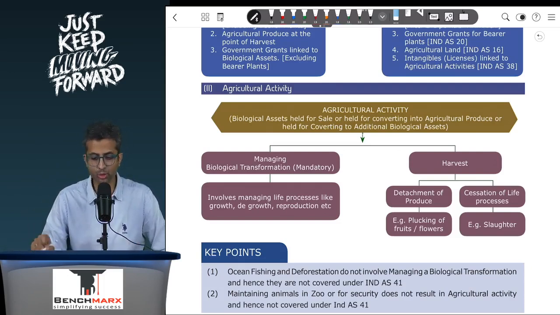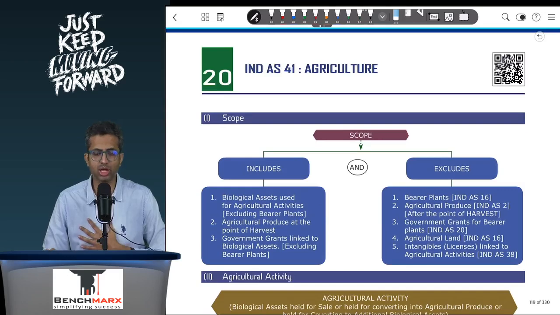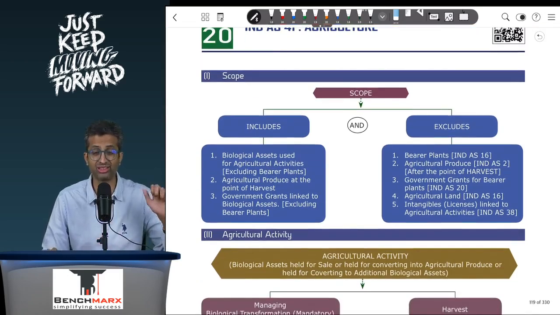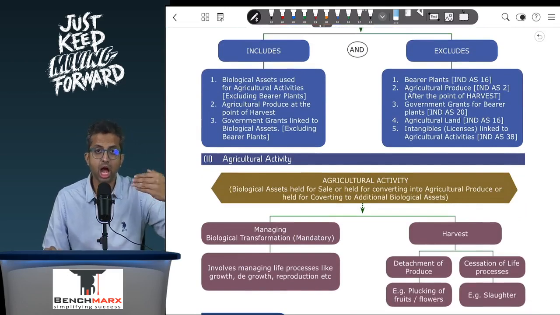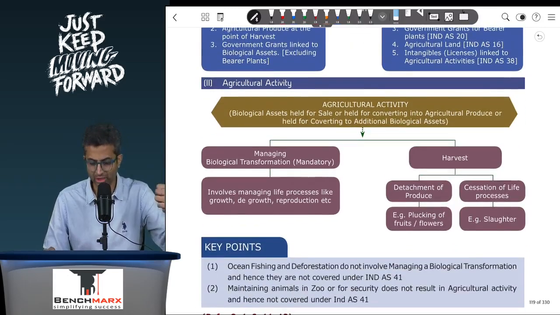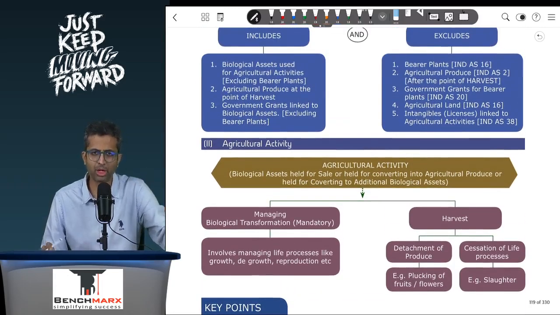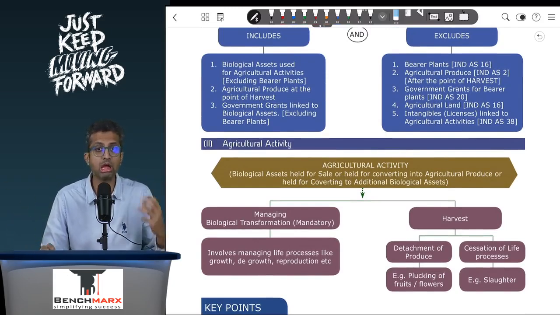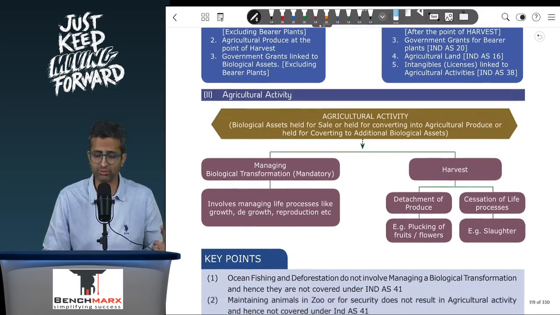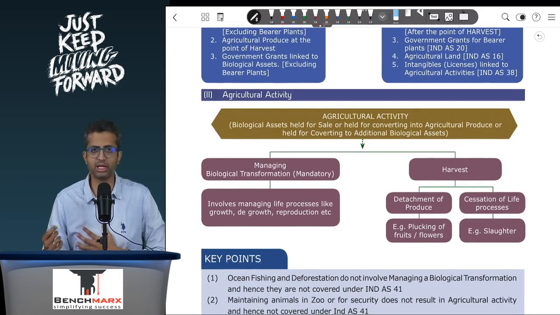So basically, if you want to detect whether you are covered under this standard or not, then you'll have to see three things. First, are you a biological asset other than a bearer plant? Second, are you performing an agricultural activity, which can involve either holding the biological assets for sale, or for converting into additional biological assets, or for the purpose of agricultural produce? And lastly, you should be managing biological transformation. If all three are met, then for this particular item you can apply Ind AS 41.